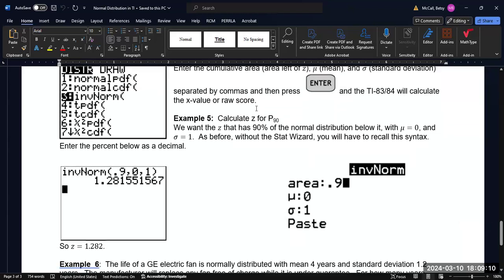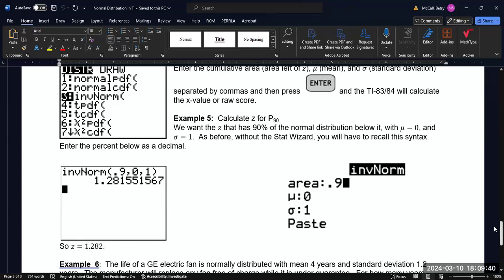So here we want to calculate the z-score for P90, which is the 90th percentile. So we would specify 0.9, again, as a decimal, and then 0 and 1 for our mean and standard deviation. With the stat wizard, it's going to look like this. When you hit paste, you're going to get this same thing on the screen. And then when you hit enter, the z-score is 1.282.